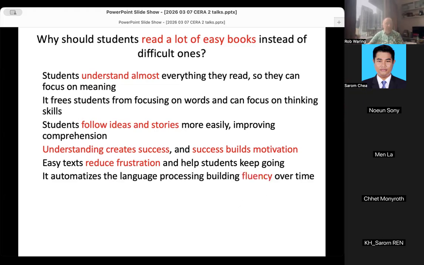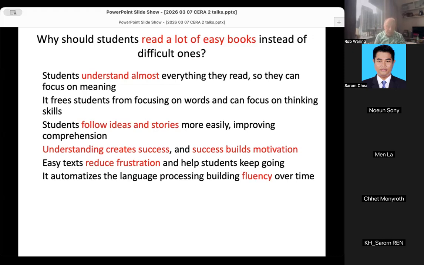The other reason reading easy books is important is it automatizes the language processing. By meeting the words again and again and again quickly, your processing becomes automatic. And this means that you build your fluency. Your recognition of vocabulary is really fast. You recognize the grammar really quickly. This is really important when we get to tests, because one reason that students don't do well on tests is that they simply cannot read fast enough to get to the end of the test, right?